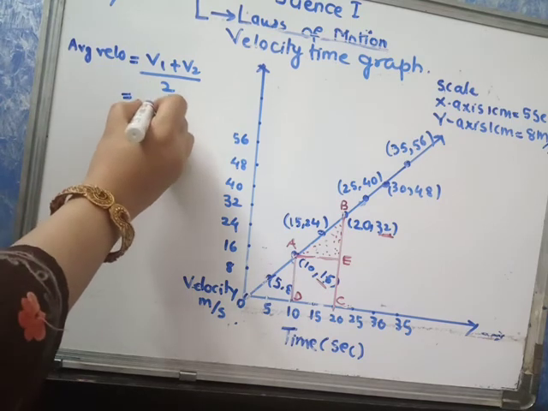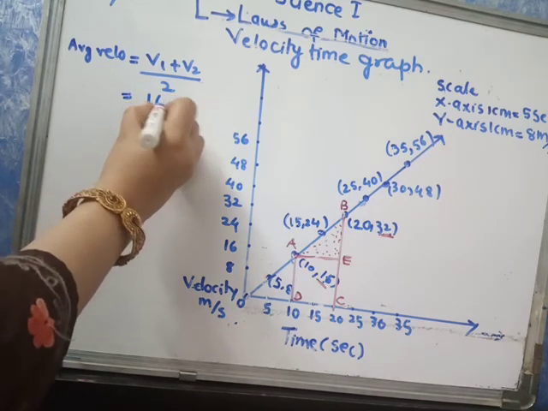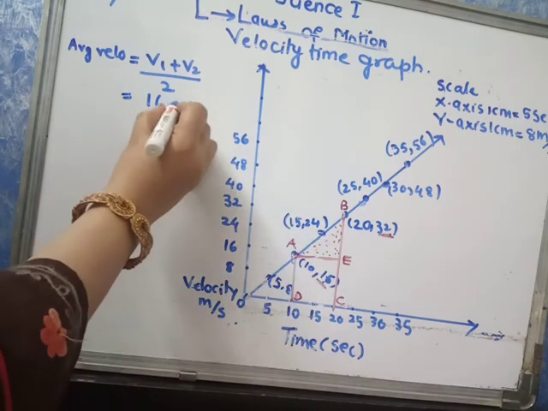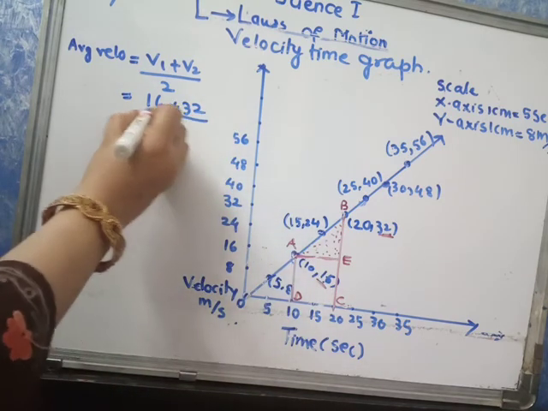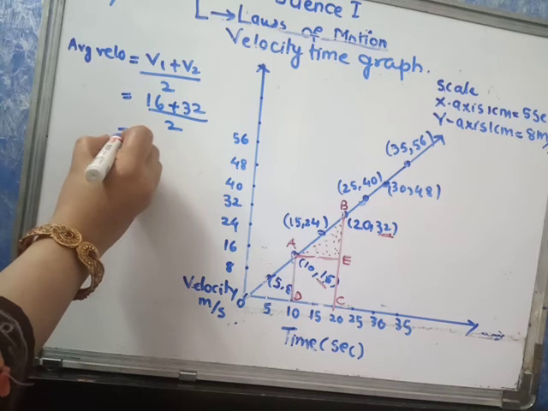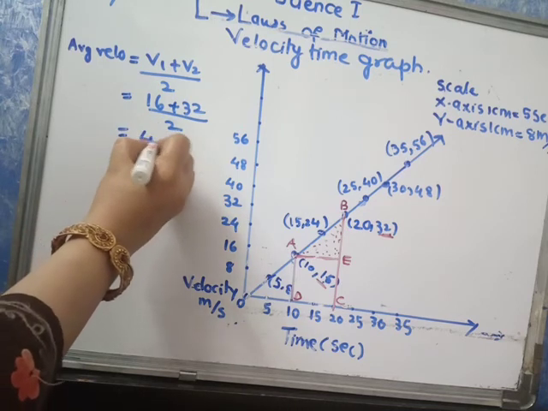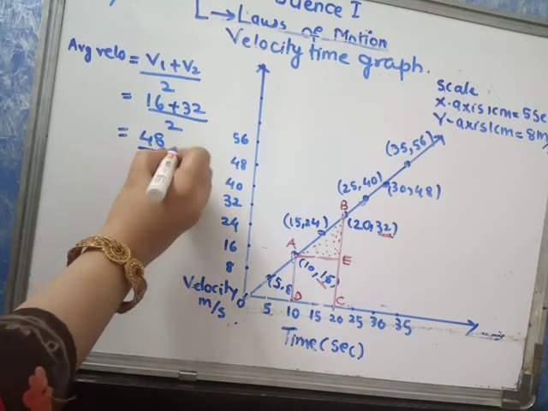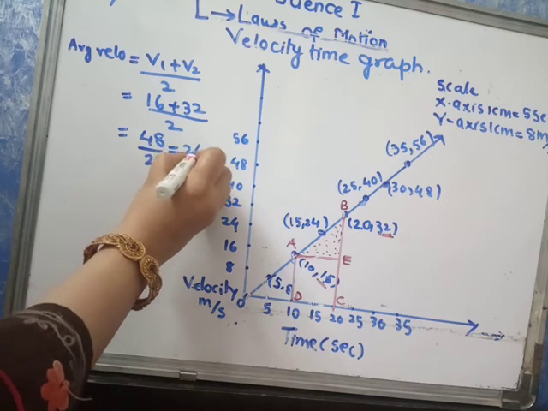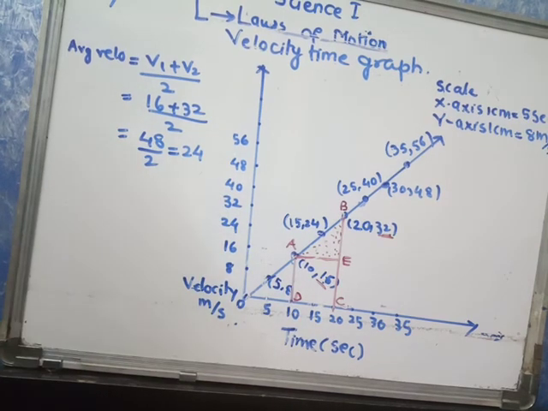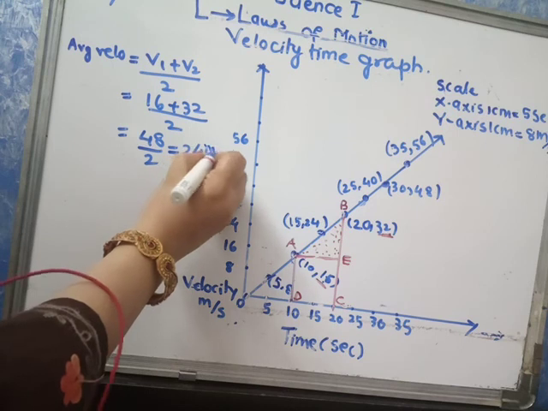is equal to 16, this is v1, plus 32, upon 2, is equal to 48 upon 2, is equal to 24 meters per second.